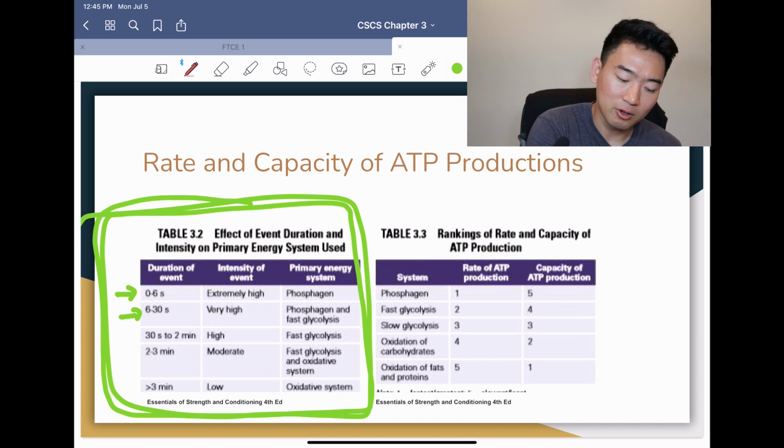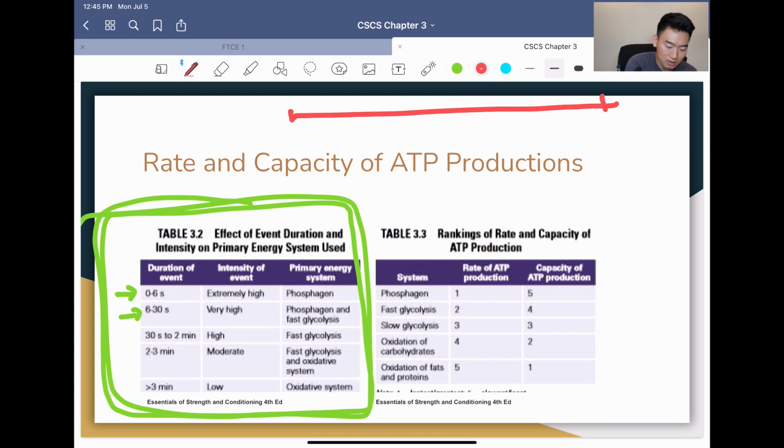So just for better understanding, I'm going to create a chart here, our linear line, and then here is our phosphagen, which is the most anaerobic. Here is our glycolysis, and then here is our oxidative system. So like I said, this is 0 to 6 seconds. Here is our fast glycolysis and phosphagen system, which is 6 to 30 seconds. And then glycolysis is 30 seconds to 2 minutes.